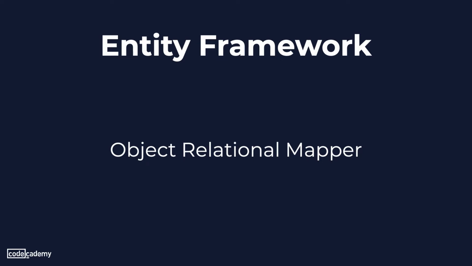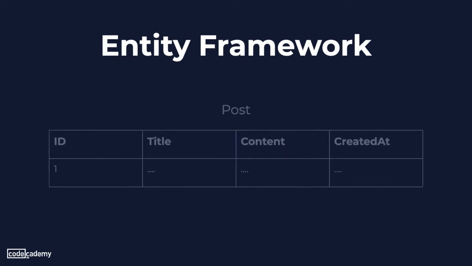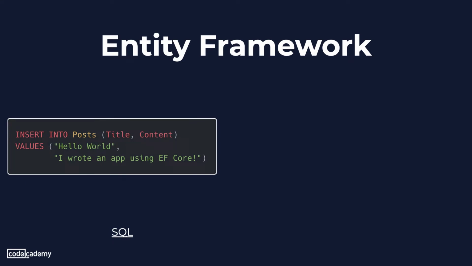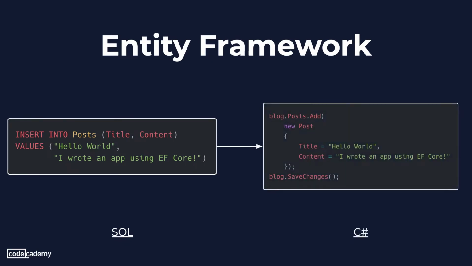So let's assume we've created a blog and we have a database table called posts with the title and content columns as well as the ID and the created at timestamp. If we were to write a SQL query to insert a post, it might look something like this. Here we're specifying what table we're modifying and what columns we're going to be adding certain values into. Well, with the entity framework, our query could be written using a programming language like C# and could look something like this. In this case, we're using the C# language in order to add a new post into our table.